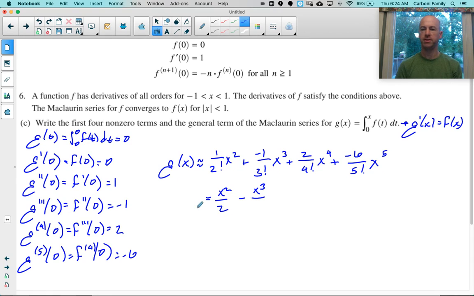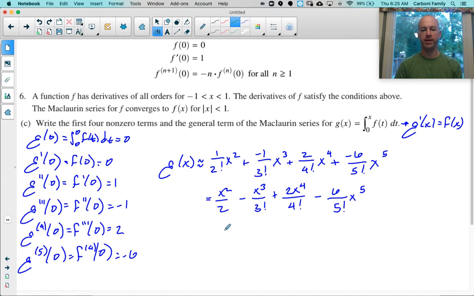This general term is stifling me a little bit. x cubed over 3 factorial plus 2x to the fourth over 4 factorial minus 6 over 5 factorial x to the fifth. Okay, I'm seeing it. Wow, okay, I think I'm seeing it. This is a little bit tricky. And now for my general term.